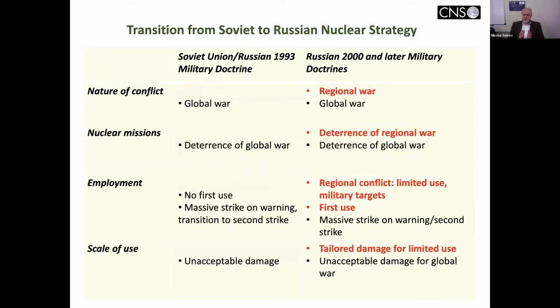So as you can see, in 2000, Russia very seriously changed its nuclear policy, really for the first time since, I don't know, the 1950s, 60s. Sometimes we call that nuclear mission deterrence of regional war. Sometimes it's called de-escalation. That's a contested kind of term.